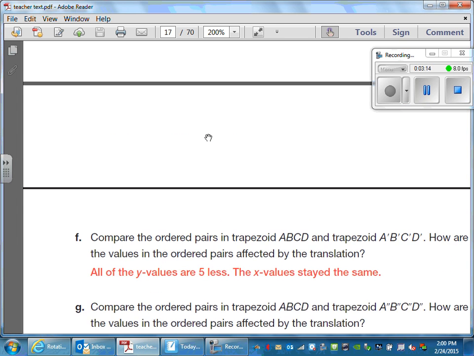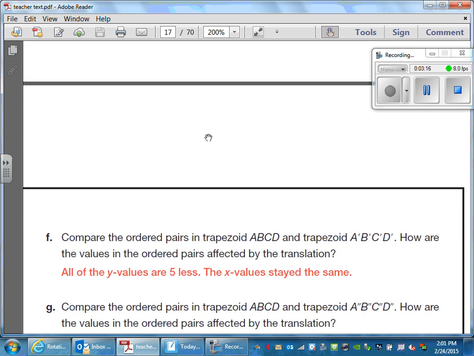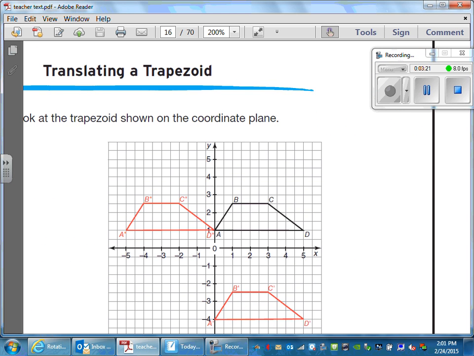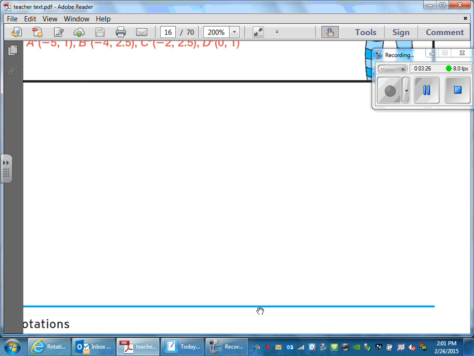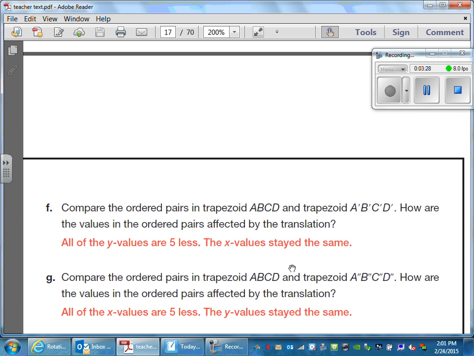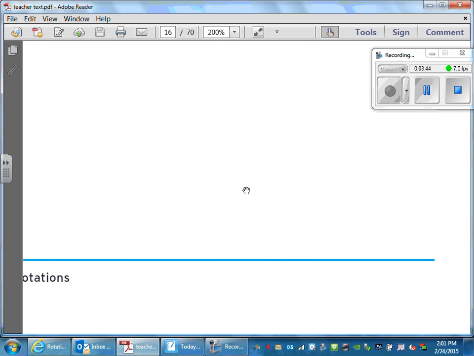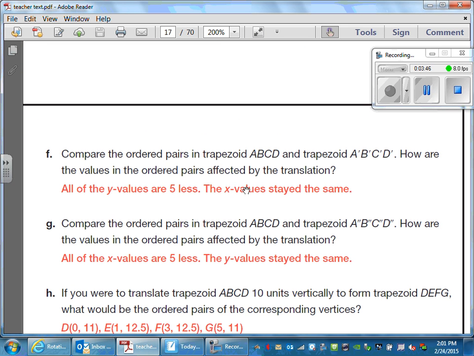Okay, next page. If we compare A, B, C, D of the pre-image to image 1, it wants to know what's happening. Well, we just discussed it, but let's write it down. All of the y values are 5 less, but the x's stayed the same. And the opposite in G. When we go from pre-image to the second image, all the x's are 5 less, and the y's stayed the same.